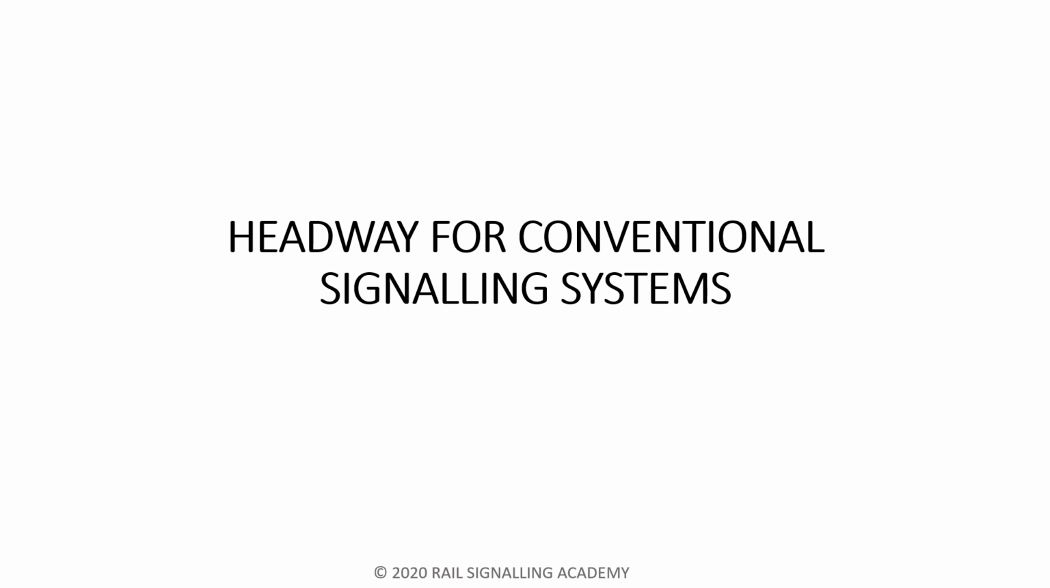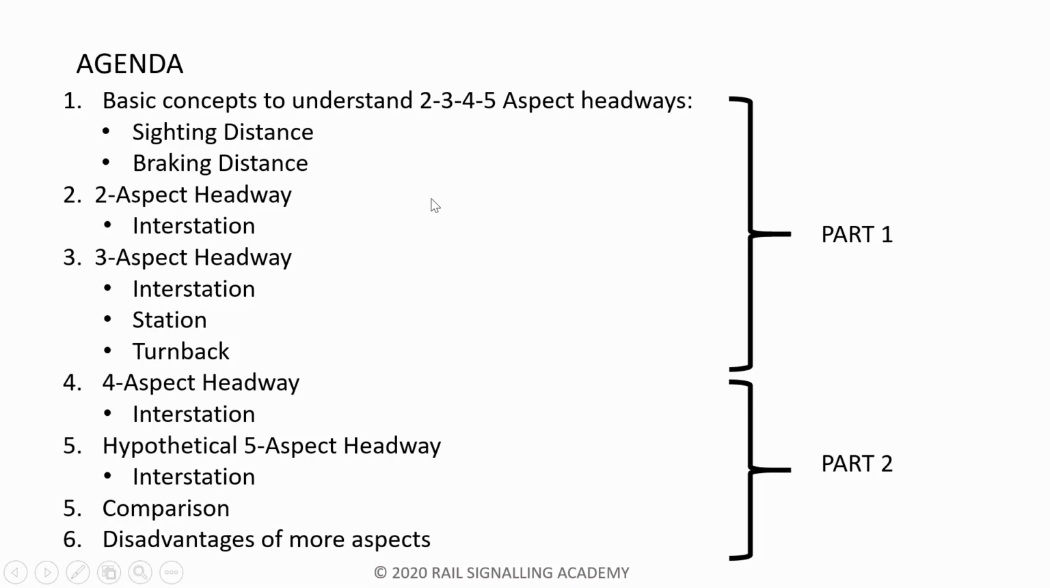This is the second part of the video that we discussed last week. In the last video, we discussed on a very high level the meaning of sighting distance and braking distance. Then we applied those concepts and discussed the headway of two aspect signaling. For two aspect, we only spoke about interstation headway, but for three aspect signaling, we went into much more detail because it's more common. So we looked into not only the interstation scenario, but also the station scenario and turnback scenario. That was the end of the first video.